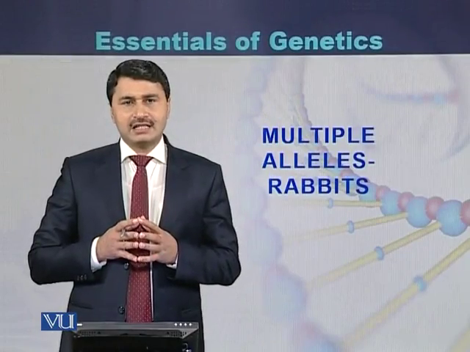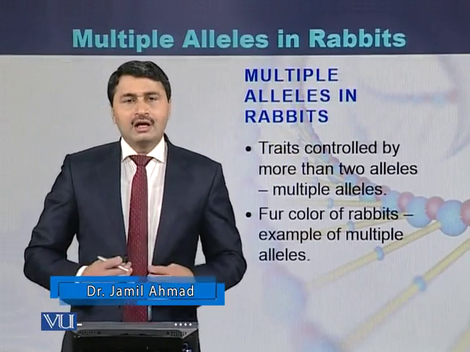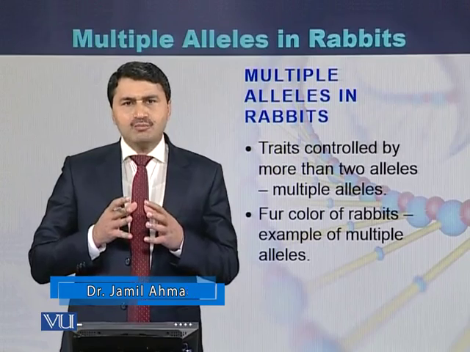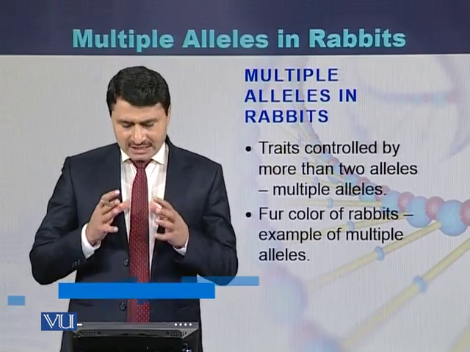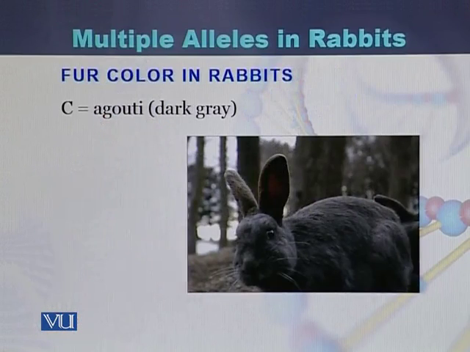Multiple alleles, and the example is fur color in rabbits. Multiple traits are those traits which are controlled by more than 2 alleles. An example is the fur color in rabbits. Fur color in rabbits can exist in many forms.